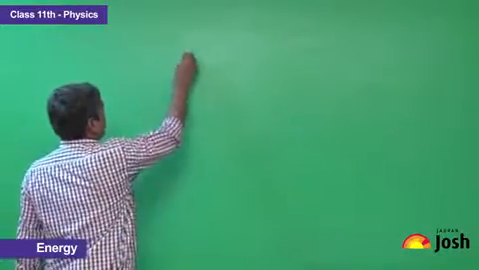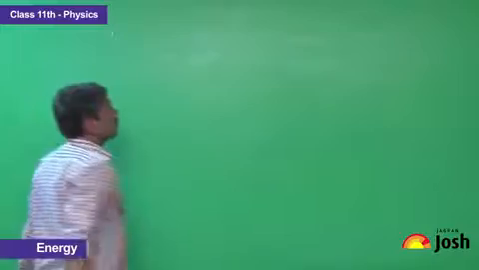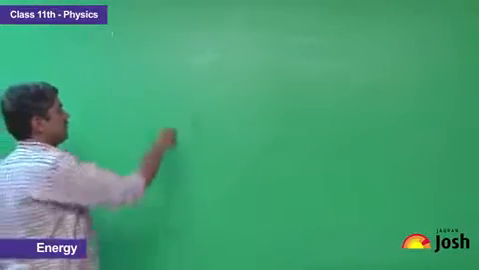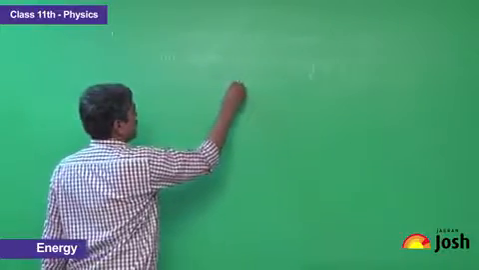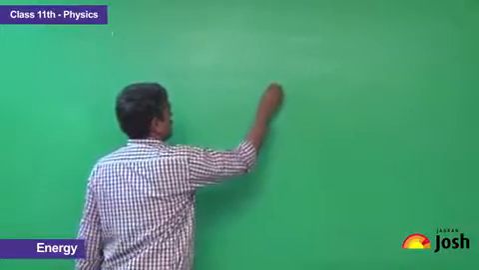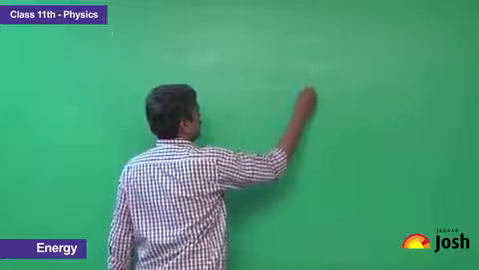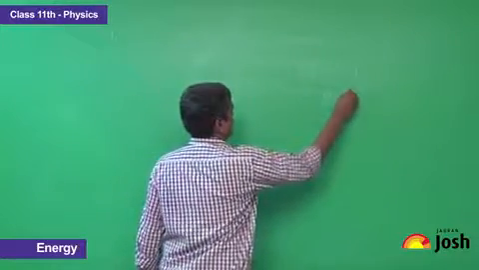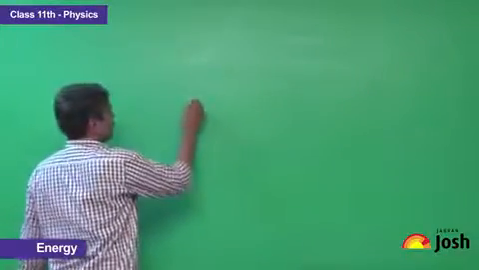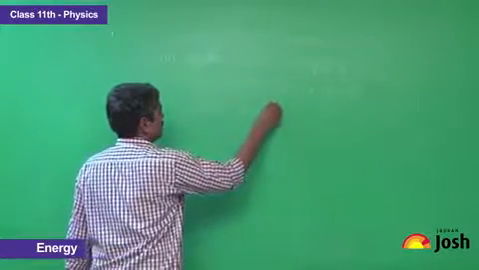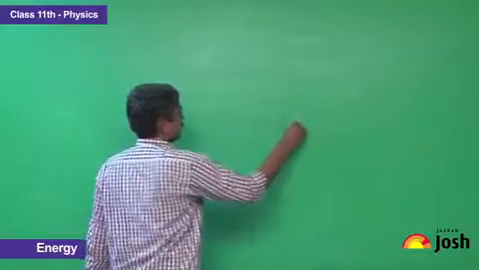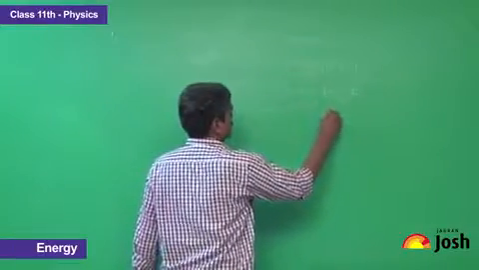There is another form of energy, that is potential energy. So first we define it. It is defined as the energy possessed by the body by virtue of its position.